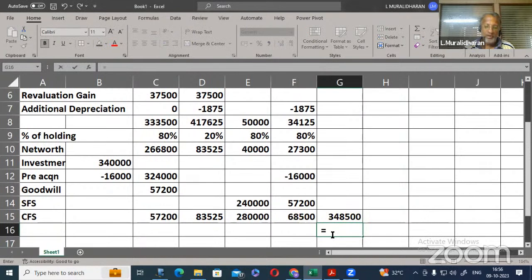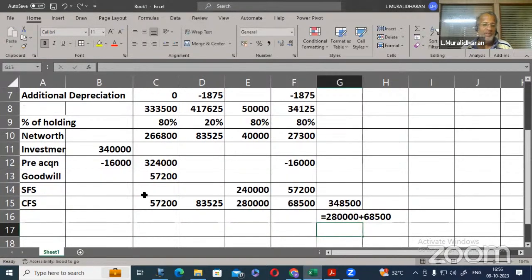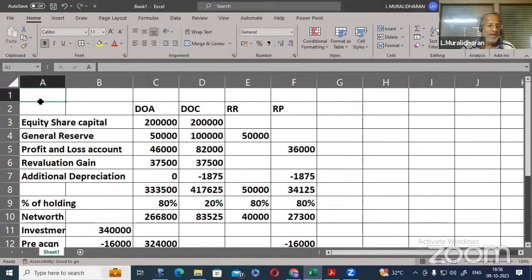Now consolidated reserves and surplus will be 2,80,000 plus 68,500, which is going to be 348,500. People would like to know the breakup from where we are getting 2,80,000 plus 68,500. So this being the basis, this being the chart, this being the template, or whatever name you call it, this will increase the speed and you can quickly get the answer.